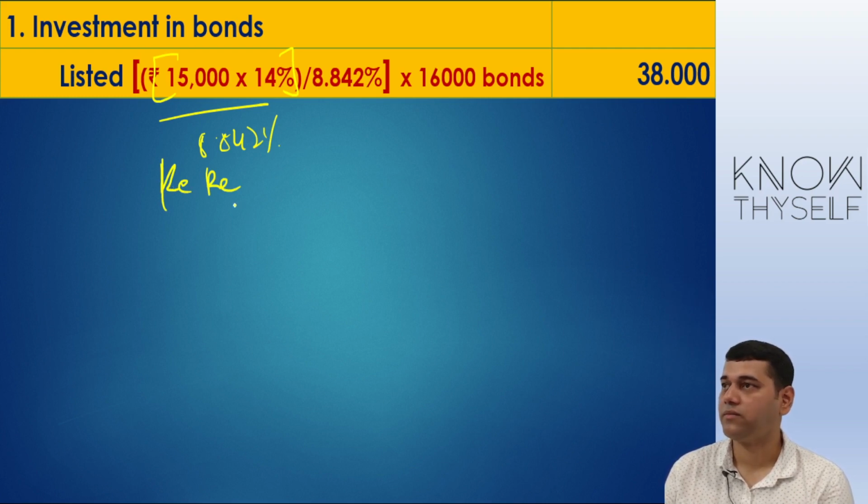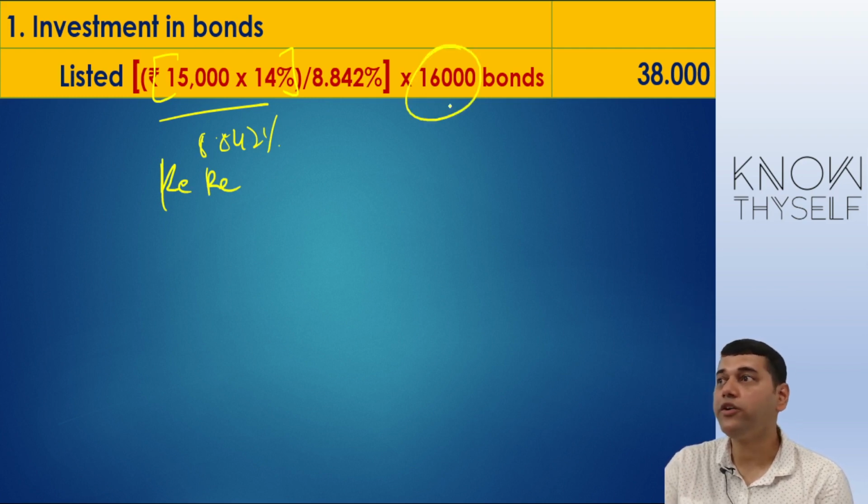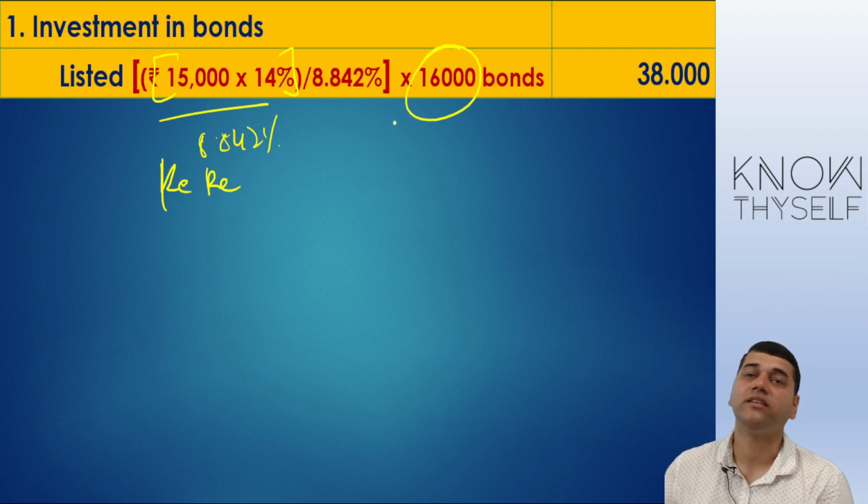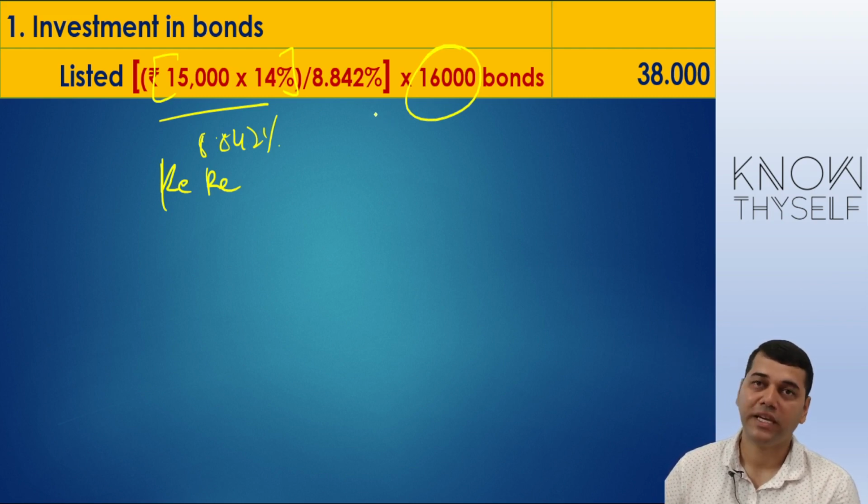Not 1 plus. Per bond, I get value per bond. How many bonds? 16,000. How did you get 16? Was it not 8? Yes, it was a print mistake. So be careful in the exam, look for the print mistakes, cross verify again. The moment you get bond, you just see whether that number of bonds is matching or not.